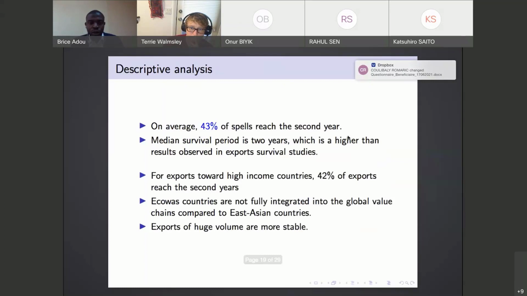We also try to differentiate by where those countries came from, and we noticed that ECOWAS countries, like West African countries, are not fully integrated in the global value chain related to the East Asian countries. Here we don't show a statistic, but for them, the trade tends to survive longer than for the countries that we use here. And we also note that exporting huge volumes is more stable. That is just confirming the theory.